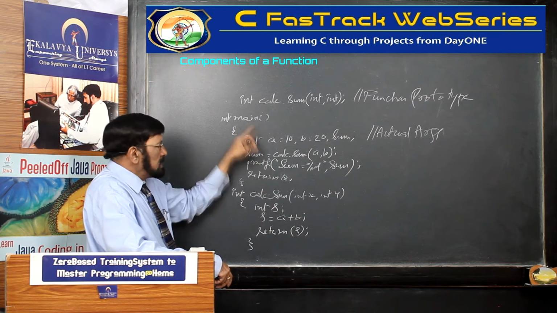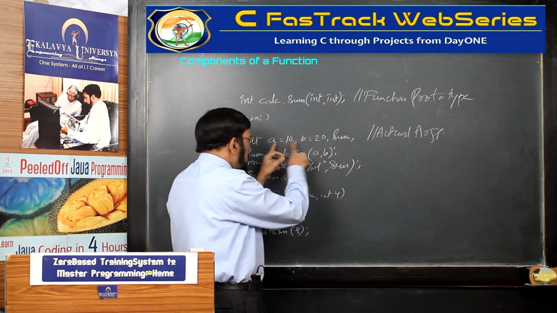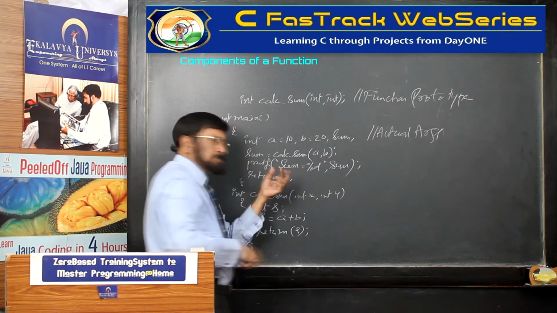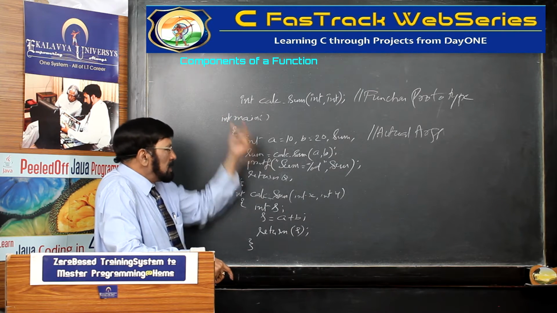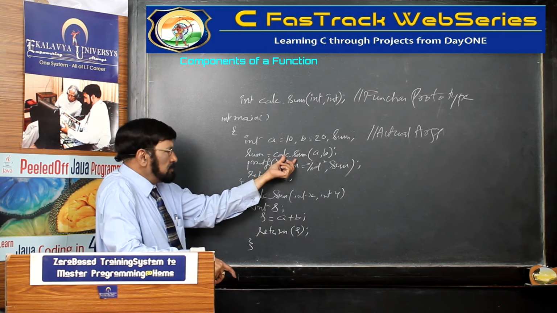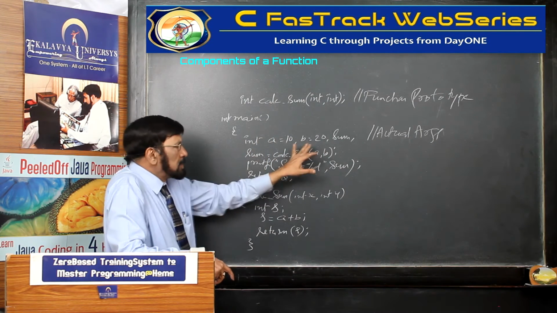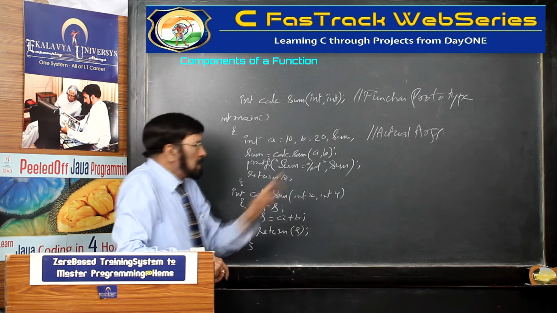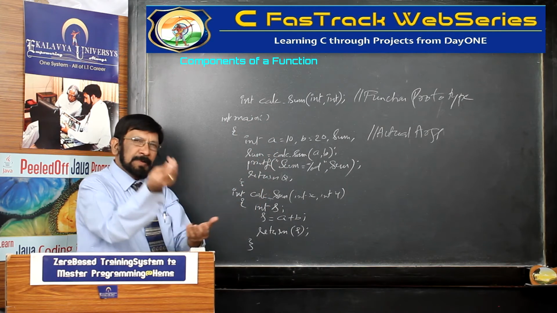We are calling means main is calling the calculate sum function and passing the values it has, A and B. So main function is the caller function. The caller function is calling the calculate sum function and passing actual arguments A and B to it. Here no declarations are made, just A, B are given. Now, what is it expecting? Main function is expecting the sum.